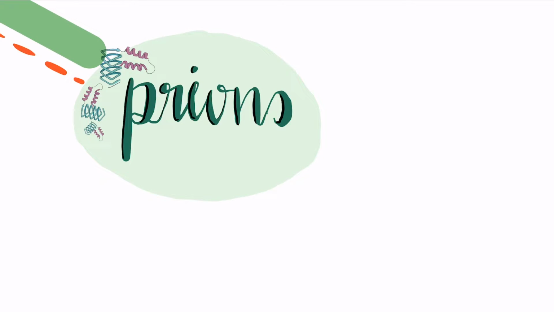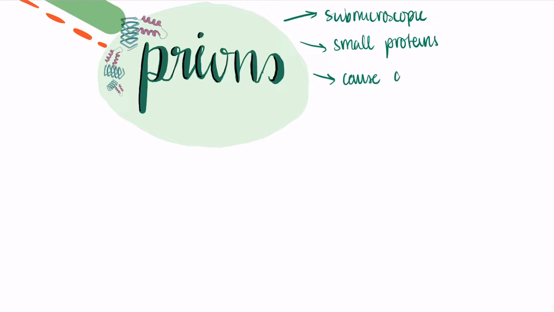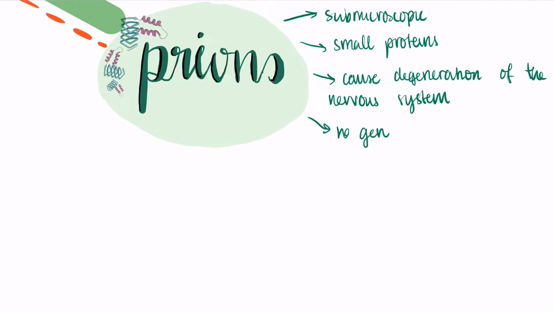Our next group are the prions. We don't know as much about this group, but what we do know is that they are submicroscopic as well. They're actually simply made up of small proteins. They cause degeneration of the nervous system, and they have no genetic material. Really, they're just made up of small proteins with only tertiary structure, so it's only one polypeptide chain. They have alpha helices and beta pleated sheets.